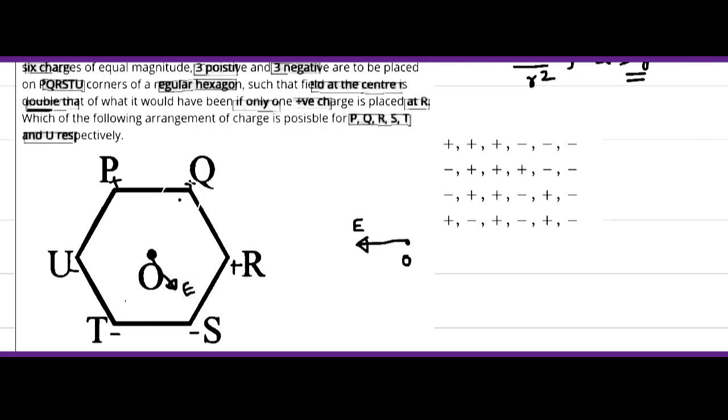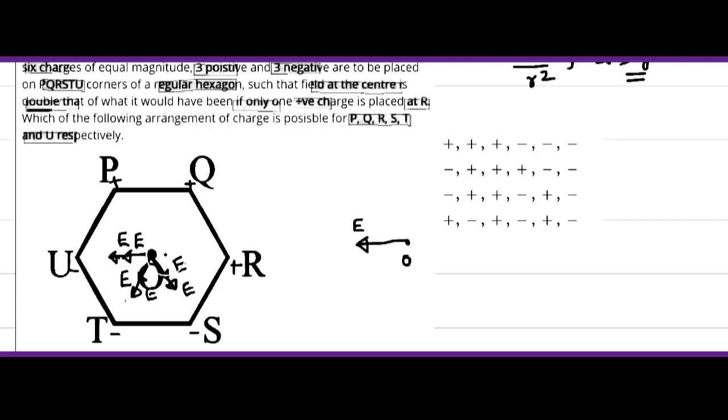Due to Q, the electric field will be in this direction, say E. Due to R, the electric field will be in this direction, and consider this is also E. Due to S, this is a negative charge, so the electric field will be attractive, and this is E. Due to T, the electric field will be attractive because the charge is negative, E, and due to U, the electric field is attractive, this is also E.